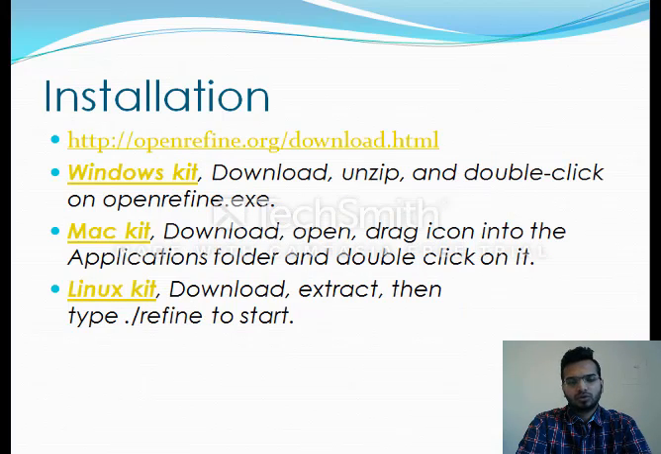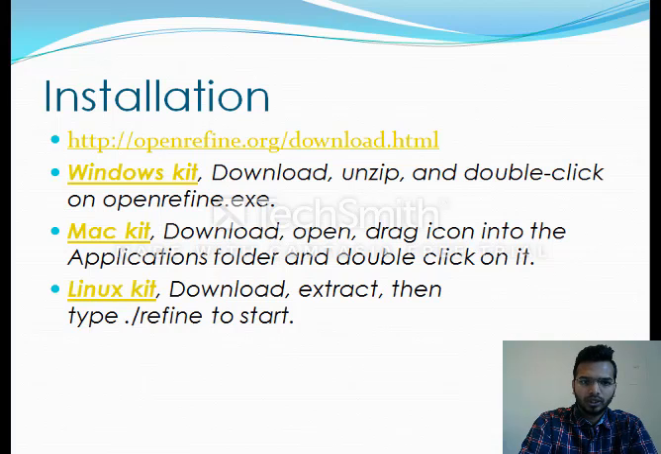So how do we install OpenRefine? We need to go on to the openrefine.org website, in which a download option is present. For Windows, we need to download the OpenRefine zip folder, unzip it, and double click on the openrefine.exe file. For Mac, we need to download it, drag the icon into the Applications folder, and double click on it.